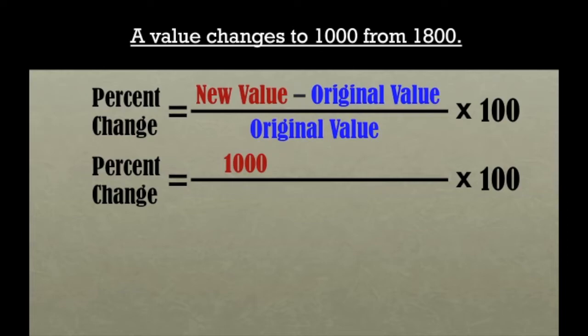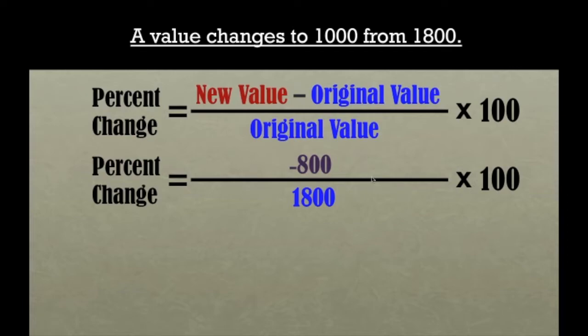We said that it changed from 1,800, and since it changed from 1,800, that's our original value. And again, our original value is 1,800, so we'll plug that in for the denominator. So now we've got 1,000 minus 1,800. And what's that going to be? Well, when we do the math, that's going to end up being negative 800.